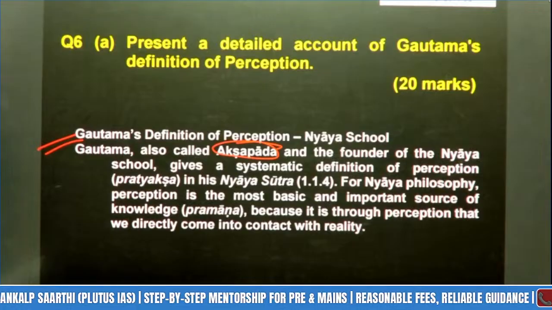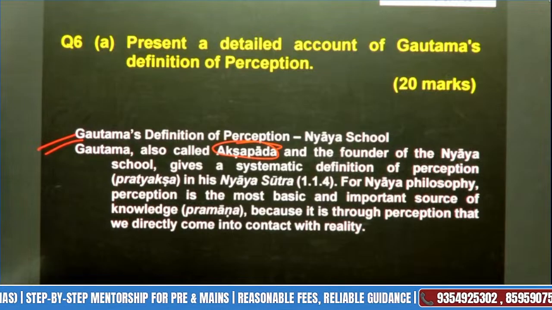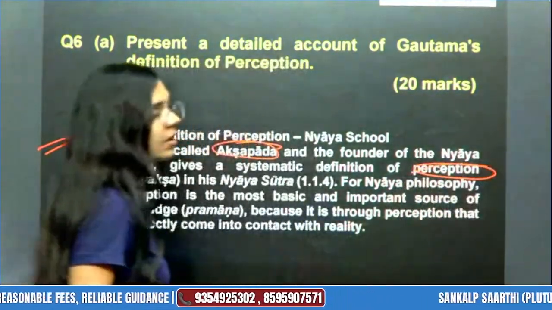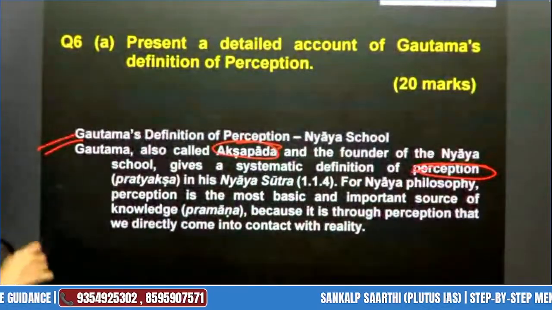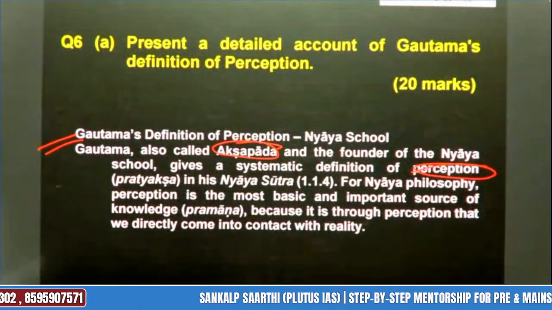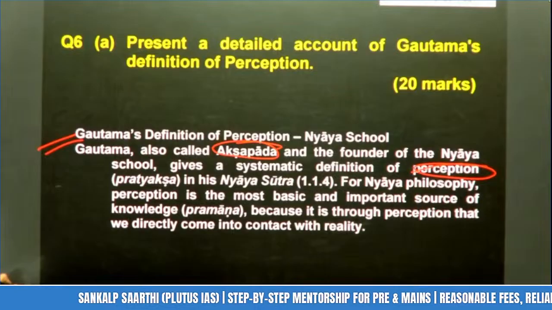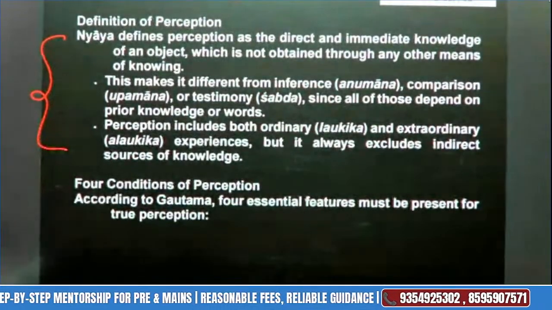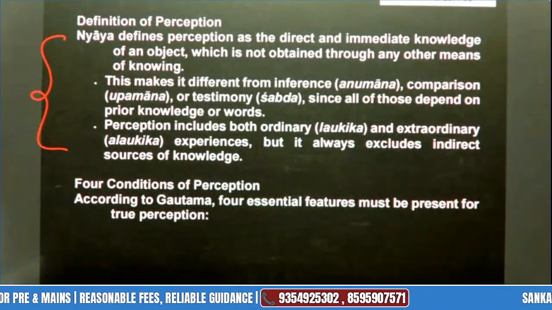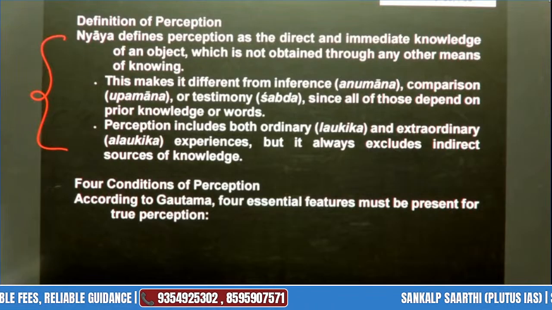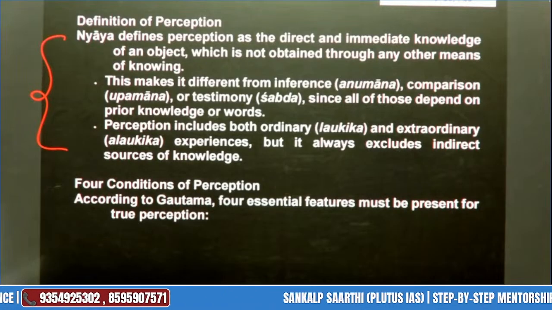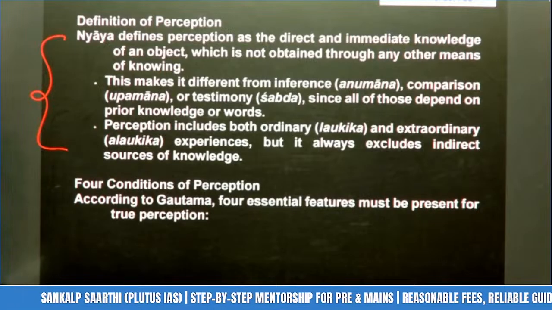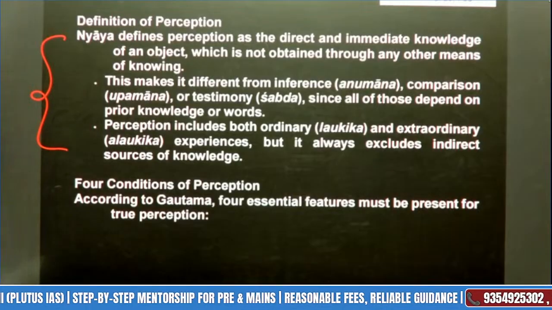Okay, great. So for Nyaya philosophy, perception is the most basic and important source of knowledge, and it is accepted by most philosophies, right? Because it is through perception that we directly come into contact with reality. The definition of perception: it is direct and immediate knowledge. Okay, this we can write. This makes it different from inference, comparison, or testimony, since all of those depend on prior knowledge of words. Perception includes both ordinary and extraordinary experiences. It always excludes indirect sources of knowledge.